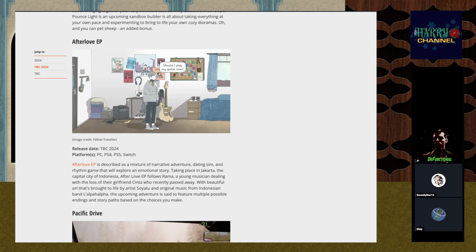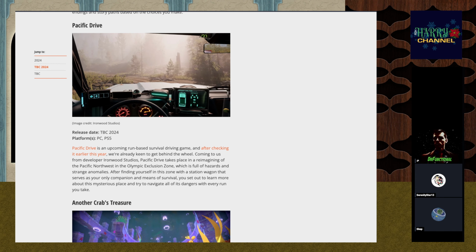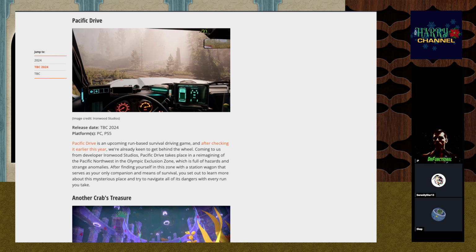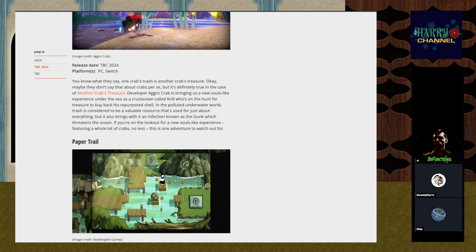Tiny Glade, I've been watching. Tiny Glade looks like it could be good, because that's the kind of ones I like. This Pacific Drive thing is kind of like your survival game, except you have a station wagon and you're driving around on the Olympic Peninsula. Why, I don't know. Pacific Drive is very similar to an indie game that came out a few years ago, which I'm curious to see if it's the same developer. Because if it's not, I think someone has a lawsuit on their hands. Ironwood Studios. I'm going to have to hunt the game down.